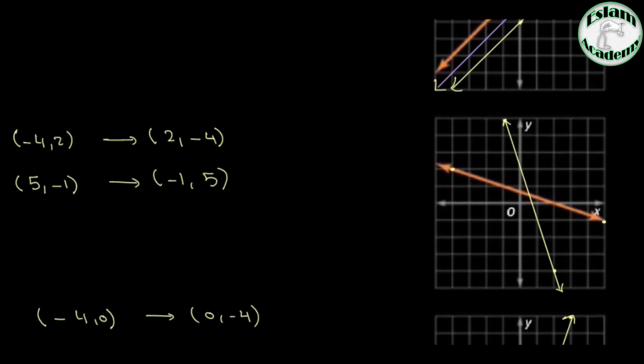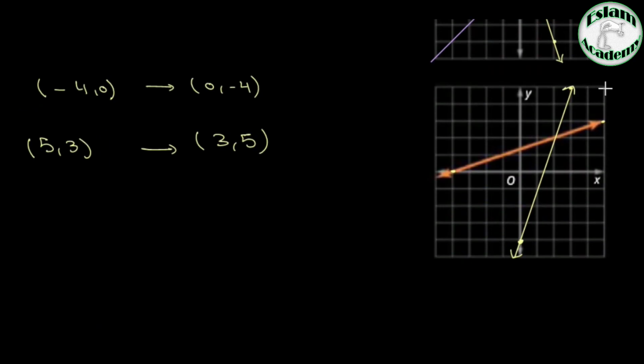You can check the answer again for the second one. If you draw y equals x, you will find that the two lines are reflections of each other. Check for the third one. If you draw the line y equals x, you will find that the two lines are reflections. So the graph now is right.